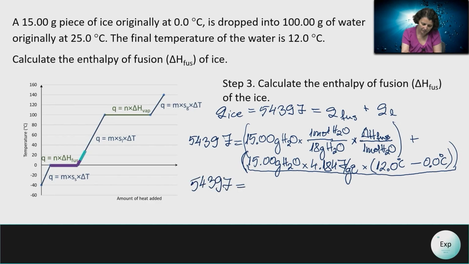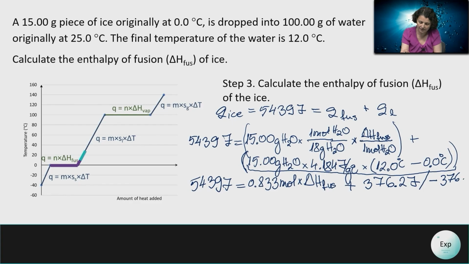So we have 5,439 joules be equal to, if we use the units available here, 0.833 moles of water times the enthalpy of fusion plus 376.2 joules.